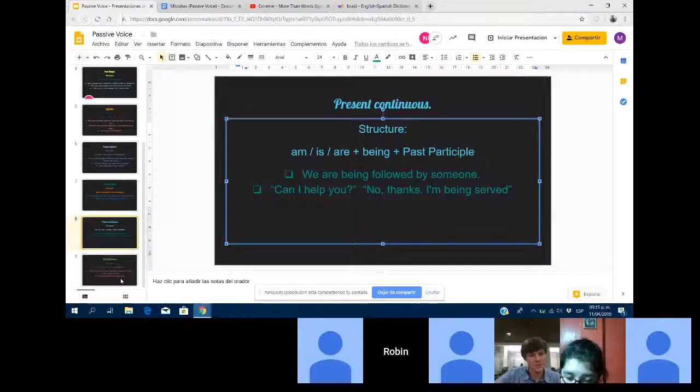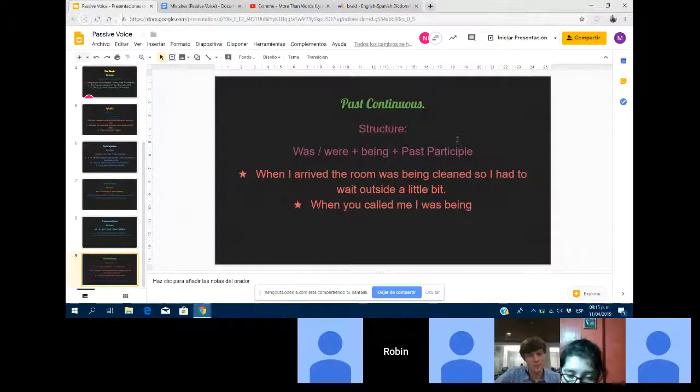The next and the last is past continuous. So you use the structure was or were, that is the past of the verb to be, and then we have being again with ing, that is the continuous form of the verb to be, and then we have the past participle. So could you read this sentence, Carolina?